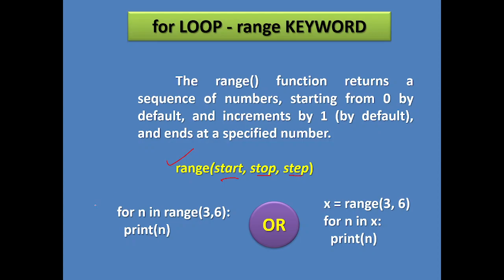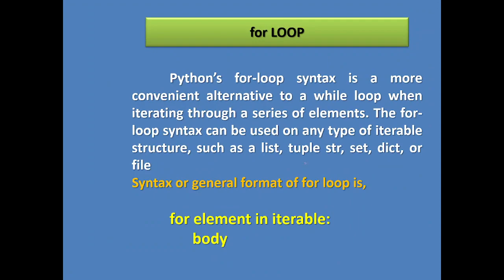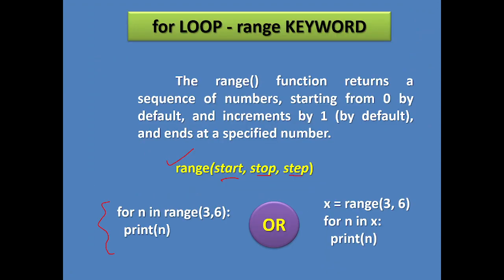So let's see over here, this is a small code with the range function. If I write here for n in range 3 comma 6, it will give you the output 3, 4 and 5. It will not take the 6. Or if I write here x equals range 3 comma 6, for n in range x, print n, it will give you the same thing, 3, 4 and 5.